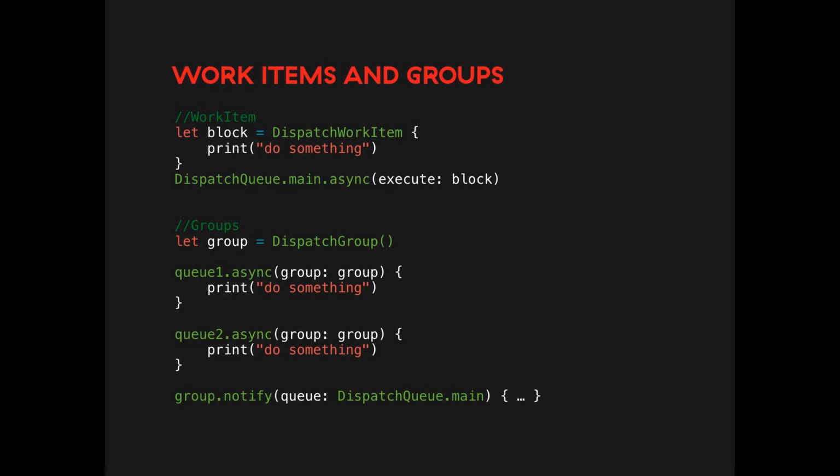Now you can, for example, if you need to make multiple API calls at the same time and you need to do work after all calls are finished, just group them on the same group and post your work in the notify closure. And now, when all API calls are done, the notify closure will get called, so you don't need to have multiple flags and you don't need to use RxSwift if you don't want to.